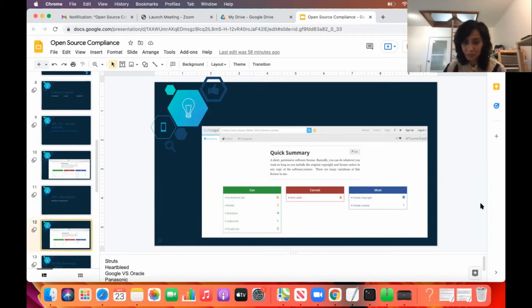So when they say you must include the copyright, it means that if I'm taking Cassie's work, I'm going to include her copyright, and you must include the license. So you must have license text there. That is the text of the MIT license in that file, right? So that's what that means.